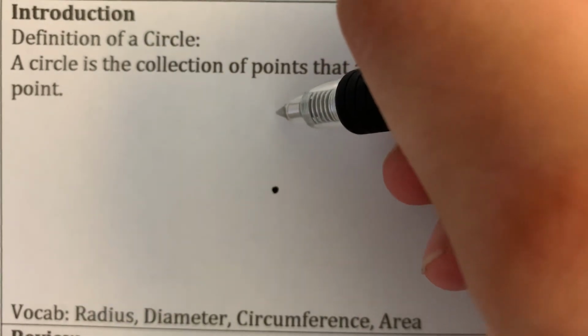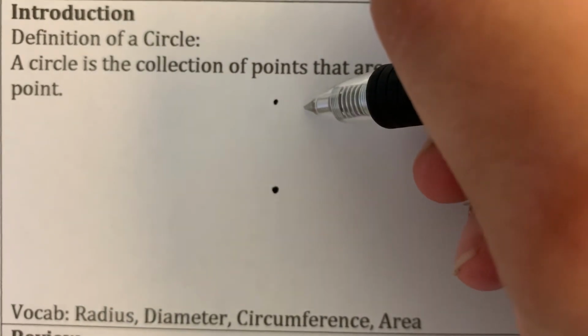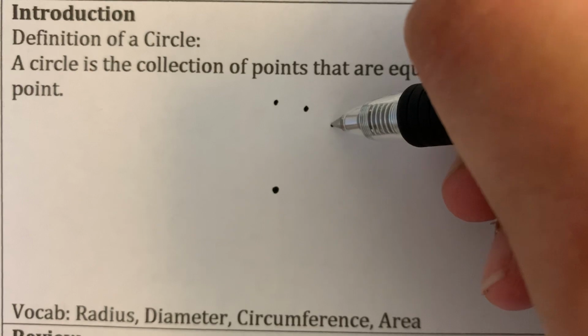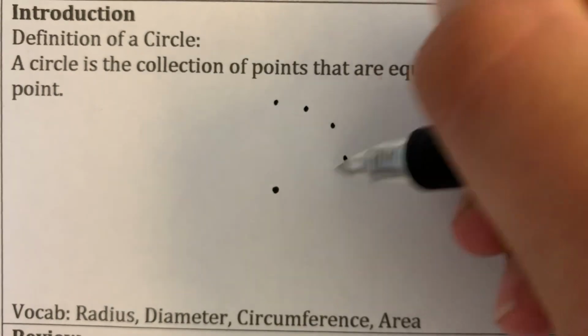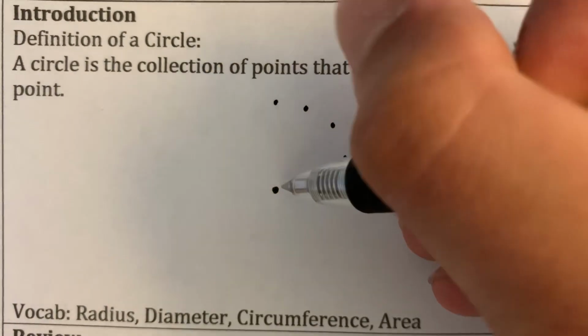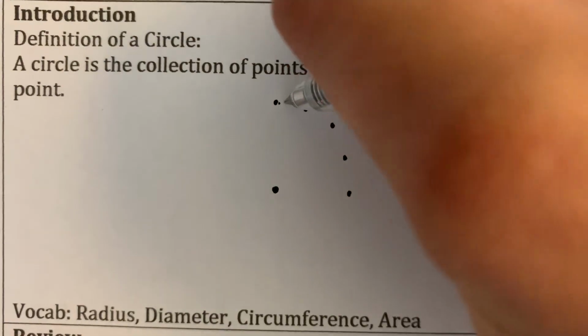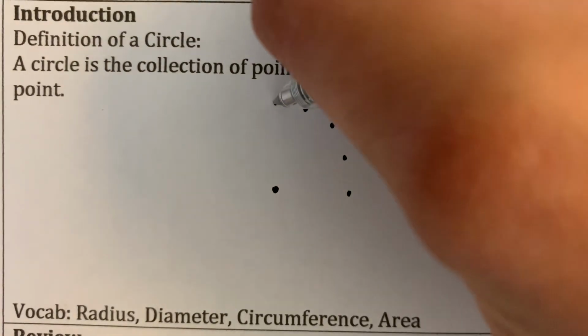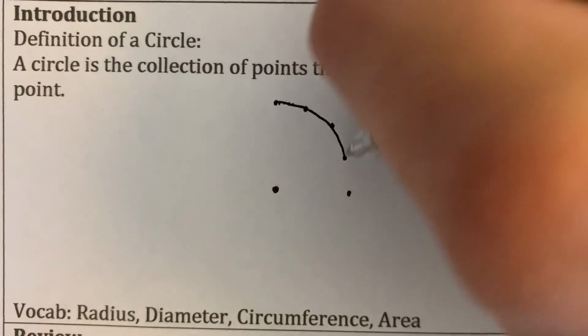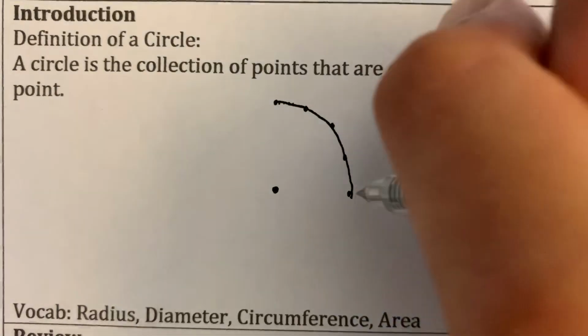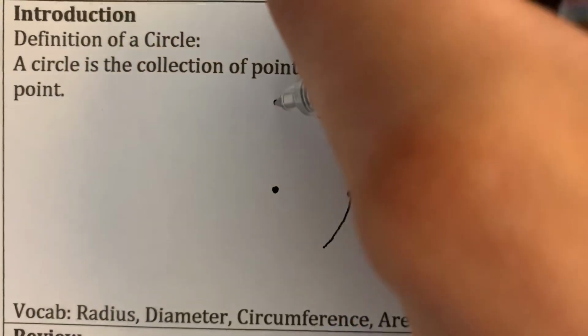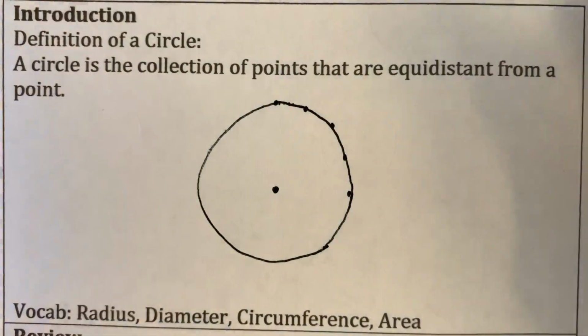This point is 1 centimeter away, this point's 1 centimeter away, this point's 1 centimeter away. All these points are 1 centimeter away. And if you see, if we keep drawing every single dot, we do end up with a circle, right? So all these points, even though my picture doesn't make it look like it, are the same distance away from that center, because that's the definition of a circle, right?